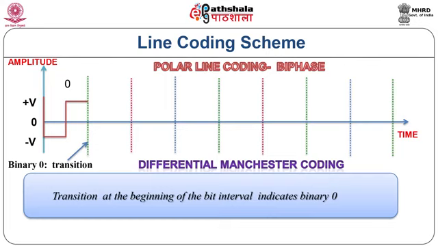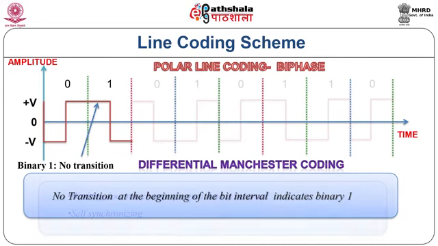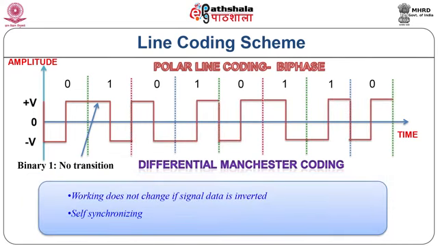Binary 0 is represented by the presence of a transition at the beginning of a bit interval. The transition can be from high to low or low to high. If it is binary 1, there is no transition at the start of the bit interval. The figure shows the representation of binary data 01010110 in differential Manchester coding. Only the presence of a transition is important. Working of differential encoding will remain the same even if the signal gets inverted.